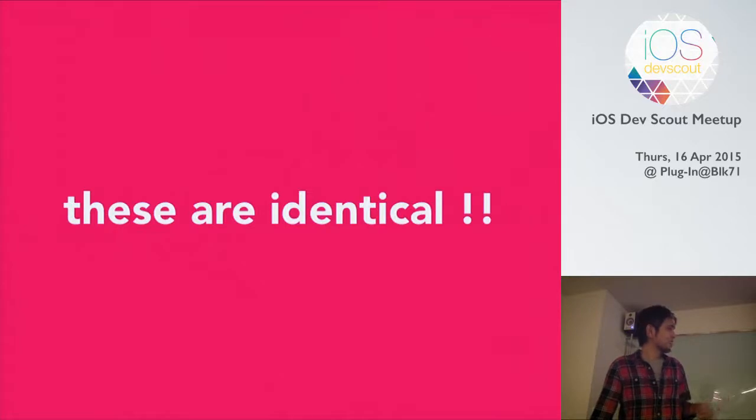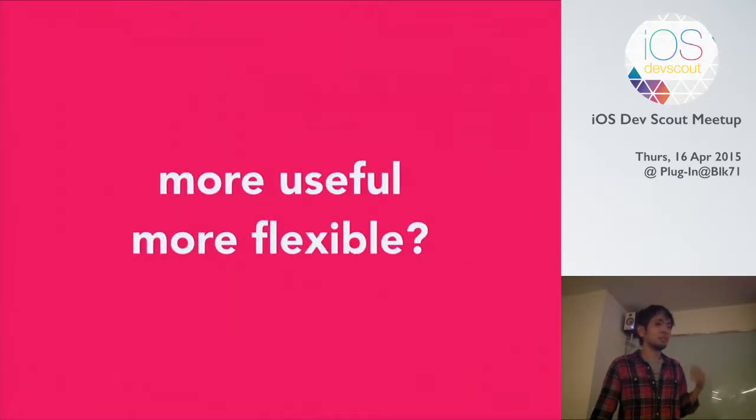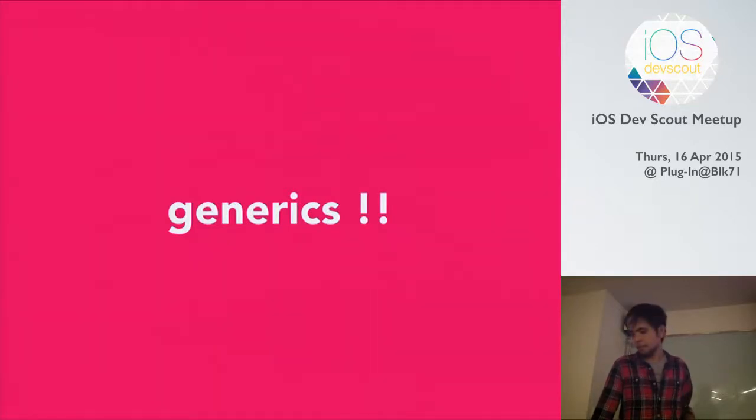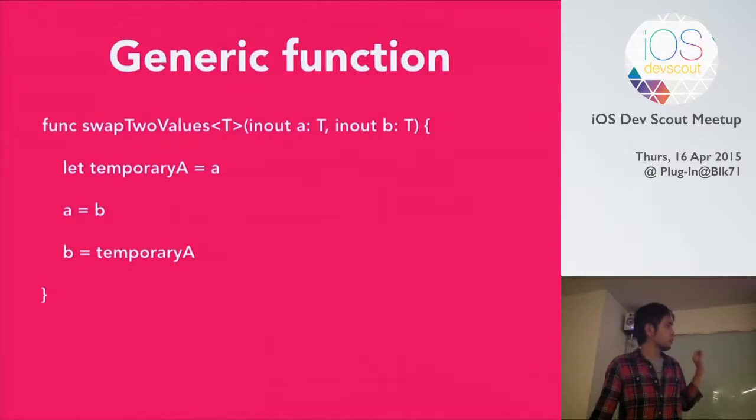As engineers, we would think, is there a more useful, more flexible way to write the function? The answer is yes, there is, which is generics. So this is a function to swap values using generics. Now you don't see a specific type like int, double, or string in this function. Instead, you can see T. T is actually generics and T is a placeholder. But the placeholder doesn't say anything about what T must be. It does say that both A and B have to be the same type T.